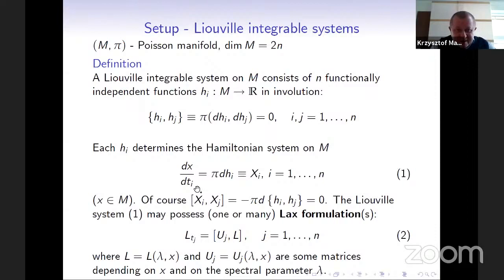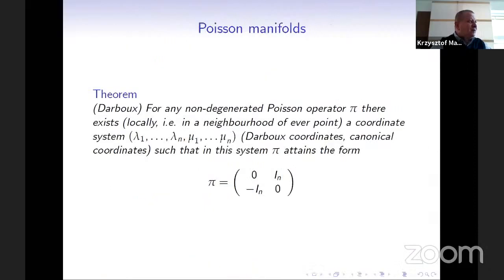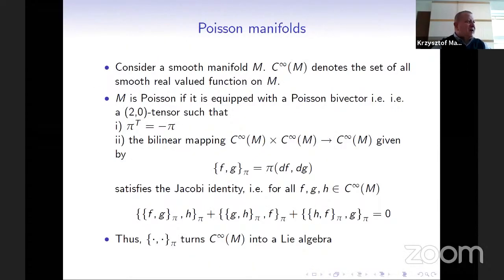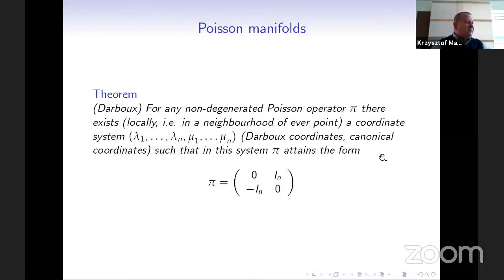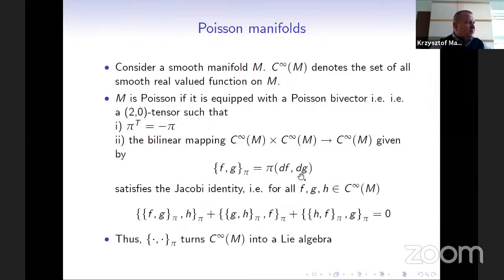I got a question about a concrete example of a Poisson manifold. The easiest example is R^{2n} with the standard canonical coordinates. Think about M, where M is simply R^{2n}, and think about the Poisson bracket having directly this form. This is the simplest example of a Poisson manifold. But any manifold equipped with a bivector that satisfies these axioms is a Poisson manifold.